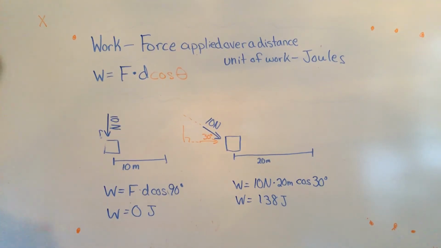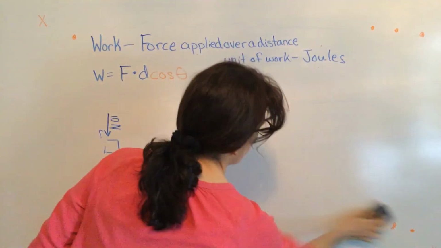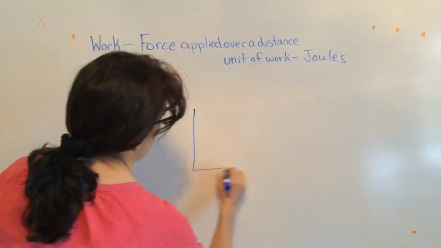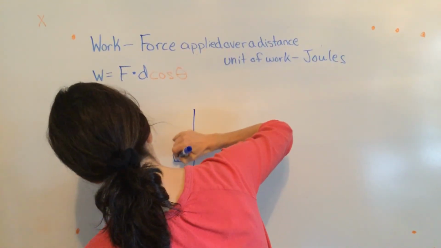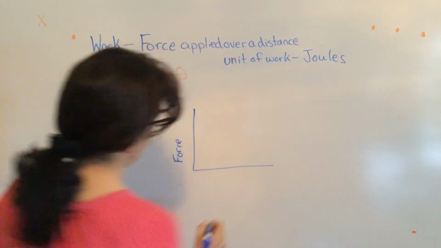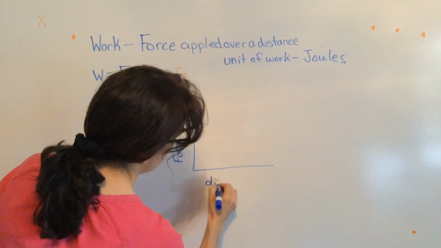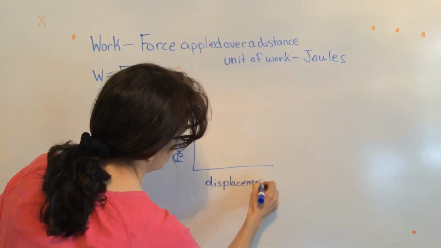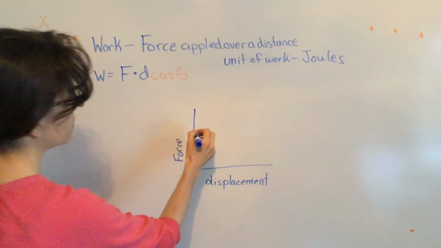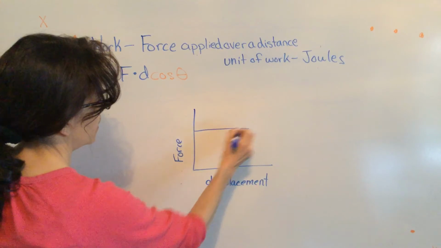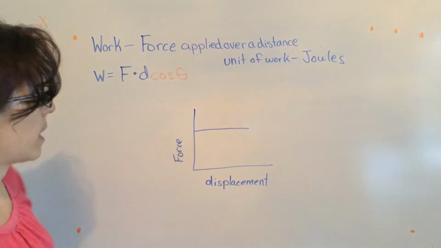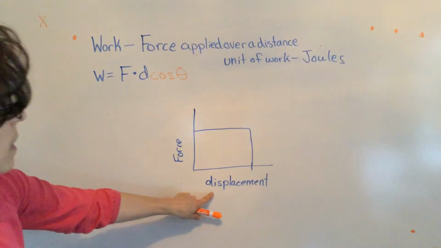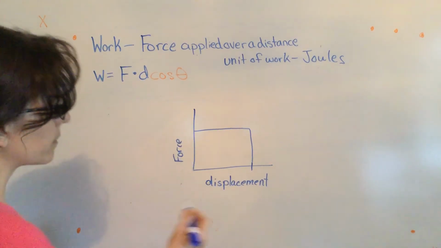All right, so what would this look like if we were to draw a graph of the force? Force is our y-axis, and distance or displacement is our x-axis. We are going to assume we've taken a look at a constant force being applied, and we're just going to specify a displacement. We just said that force times displacement is going to give us work.